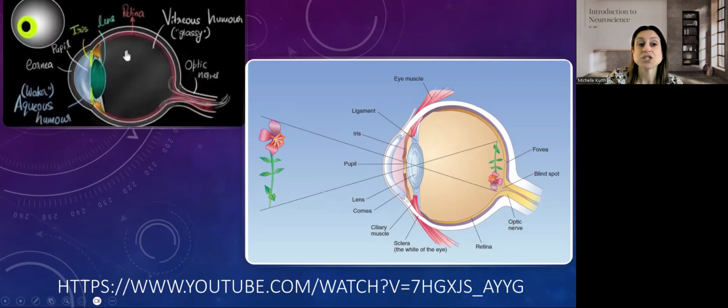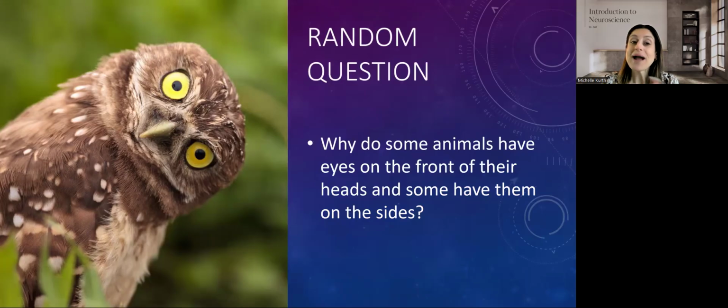I want to go back to the question though on animals. Why do some animals have eyes on the front of their heads and some have them more to the sides? The answer actually tells us a lot about survival. Predators like humans, lions, and owls have forward-facing eyes, and that gives us depth perception, which is super important for hunting. Prey animals, rabbits and deer, have eyes that are more on the side, and that gives them a wide field of view so they can spot danger coming from almost anywhere.